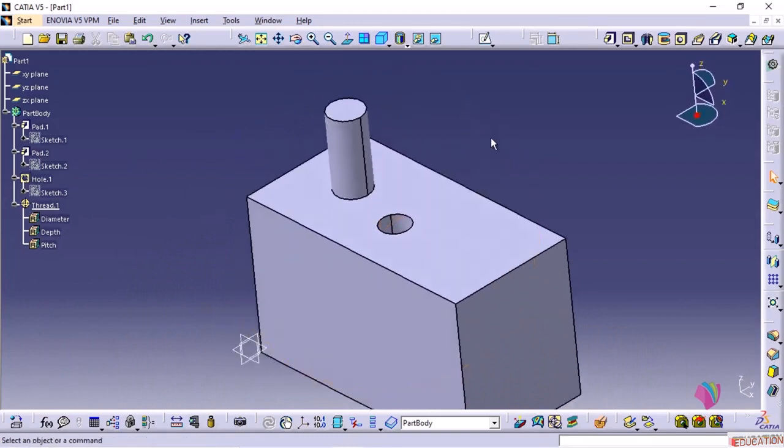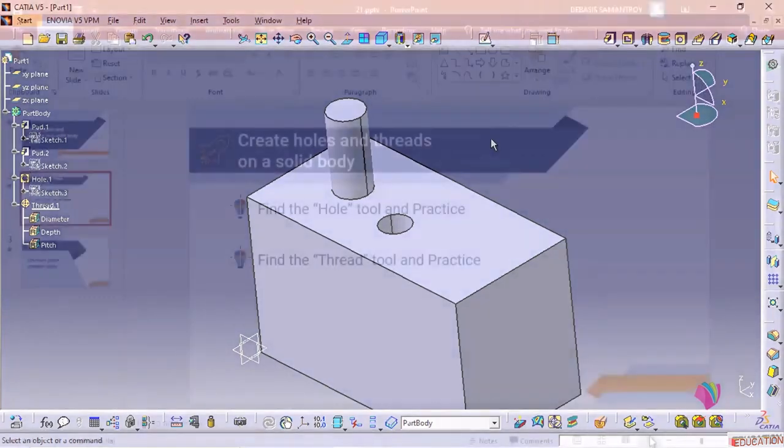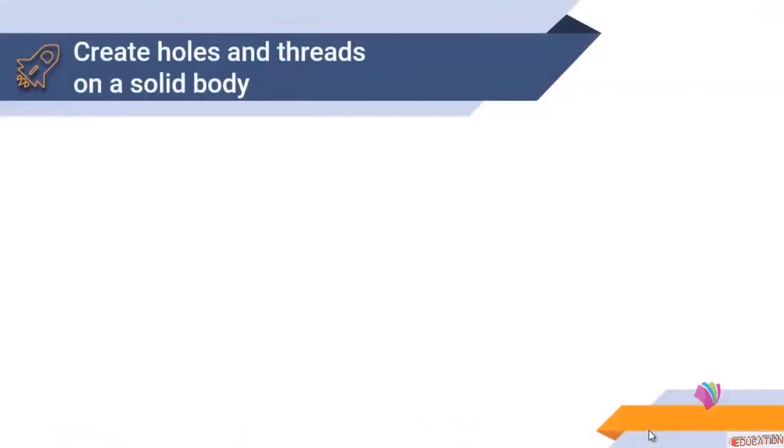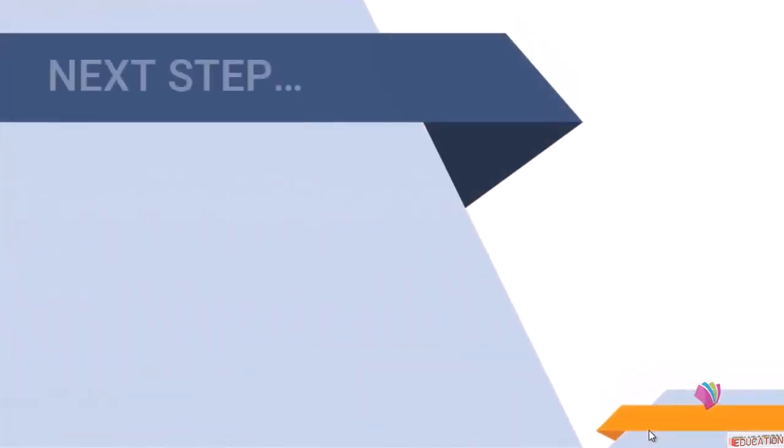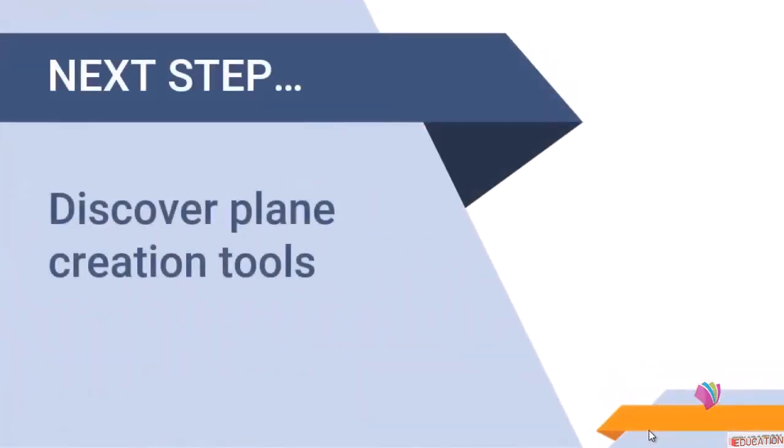So this is how thread and holes are getting generated. You will be clear about this when we use this in an example in the further lectures. In the next lecture, we are going to discover plane creation tools.